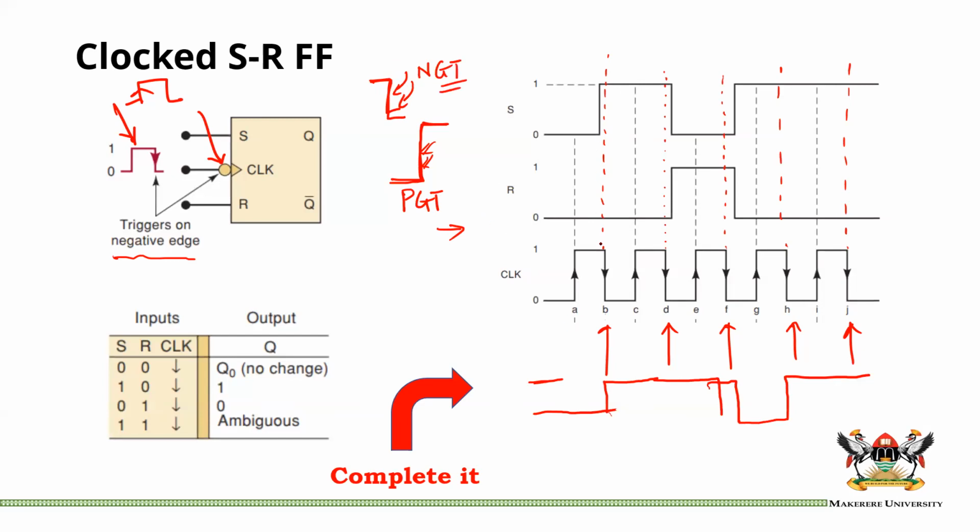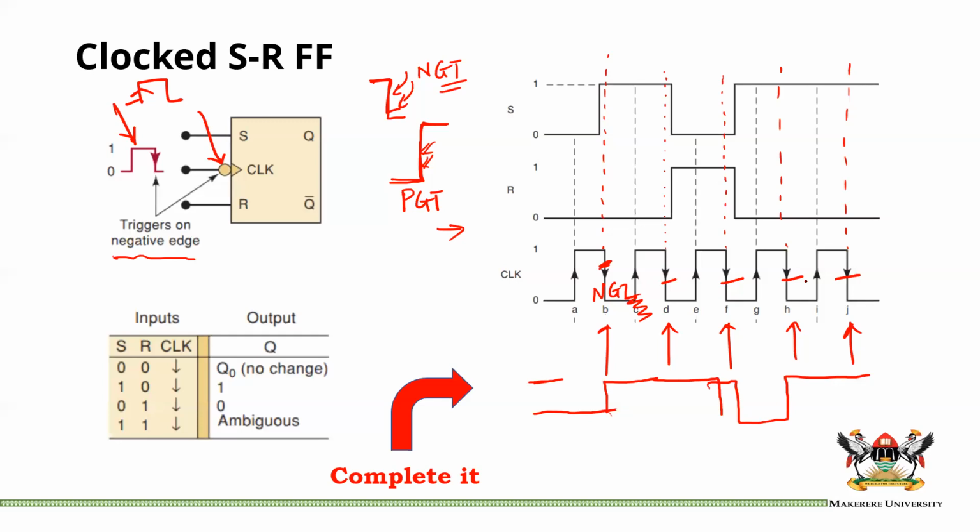Once I have seen what has happened here, if this is based on NGT, I know that the next time something can happen is at the next NGT. I don't care what is happening in the middle. I just look out for the NGT, and whatever the state is at this NGT, it will prevail until the next NGT, where it might stay or it might change.